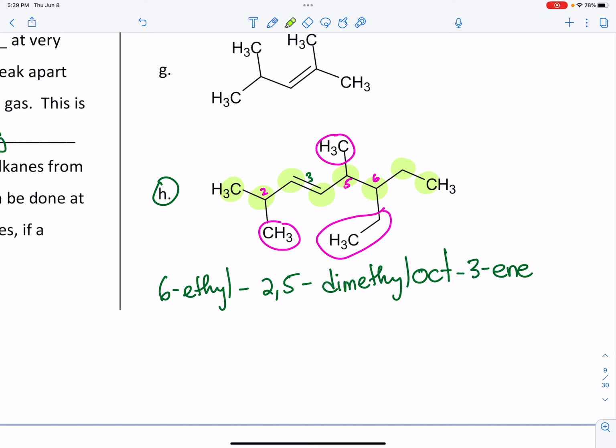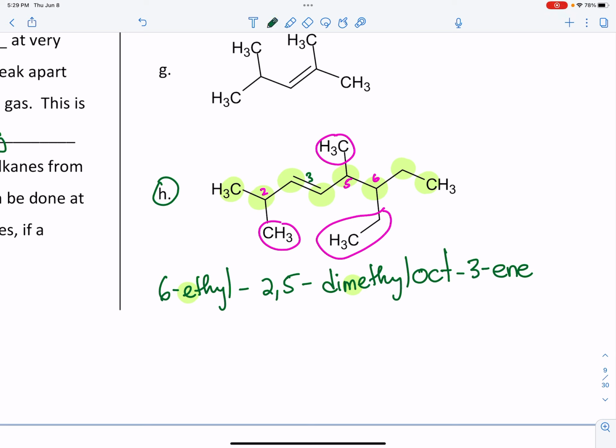Now, just a quick reminder, when you're putting branches alphabetically, you don't use the prefixes to alphabetize. So we put, oops, I meant to grab a highlighter. We put ethyl first because E comes before M in methyl. We don't look at the D in dimethyl when we're putting the branches alphabetically.